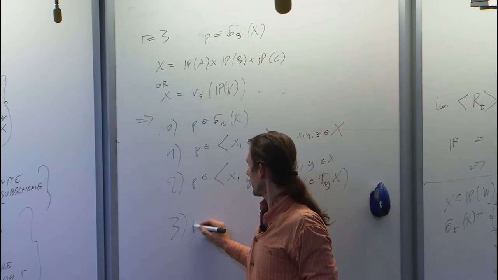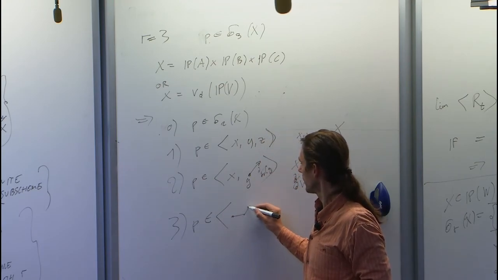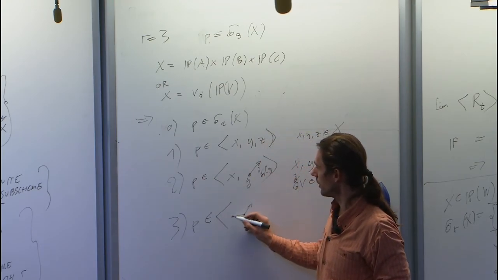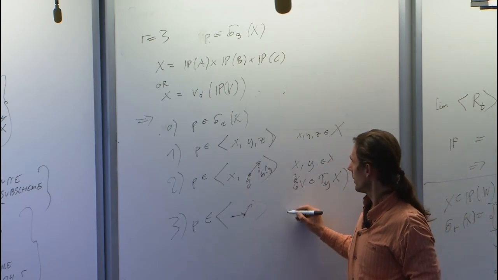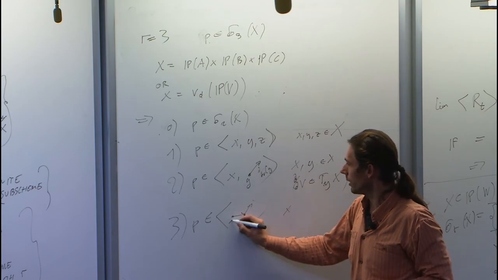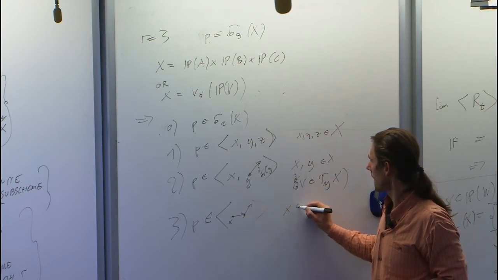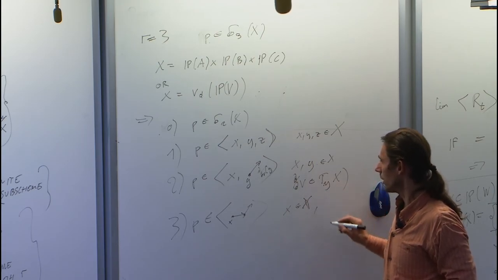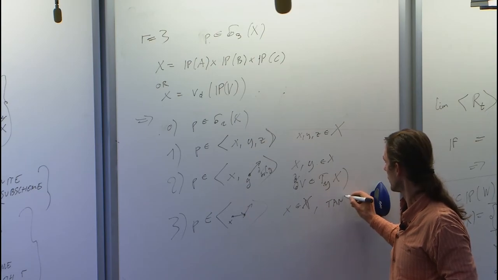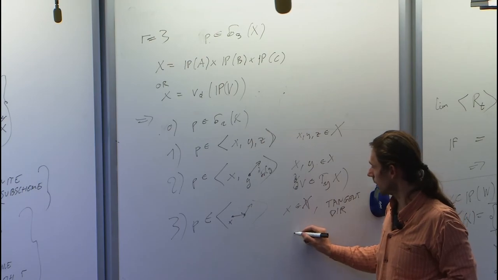Or we can have a point in the linear span of a triple scheme, a degree 3 scheme or length 3 scheme, like the one in the example before. So this is point x. Next, then a tangent direction. And then second order derivative.